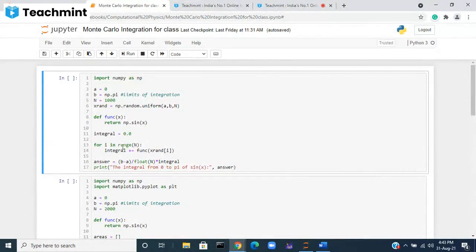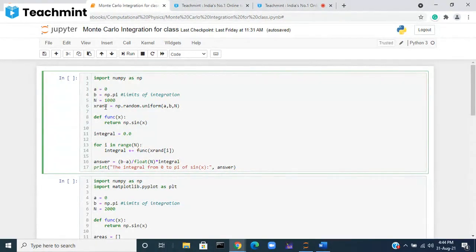For I in range capital N, for the value of I in the range capital N. So how many numbers will range capital N generate? It will generate 1000 numbers, starting from 0 to n minus 1. So for each value of I in that range, the integral will be the function f calculated at the point xi.